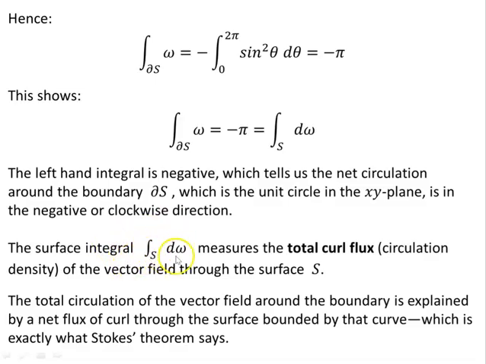The surface integral over S of d omega measures the total curl flux, the circulation density of the vector field, through the surface S. So the circulation of the vector field around the boundary is explained by a net flux of curl through the surface bounded by the curve, which is exactly what Stokes' theorem says. And you remember in the last video, it was more complicated because we had del or nabla cross F, and then we had all those calculations to do. And yet with differential forms, it just comes out a little bit more easily. It's a little bit cleaner, more elegant.